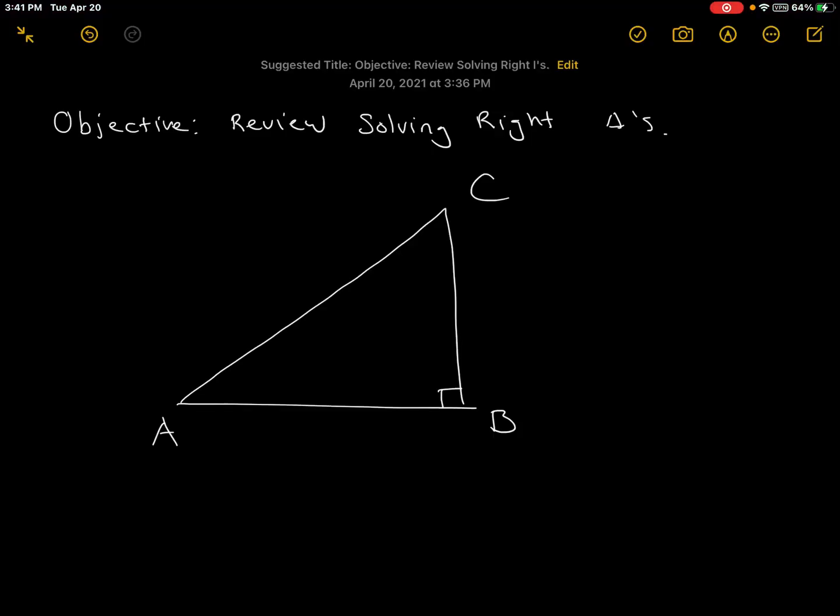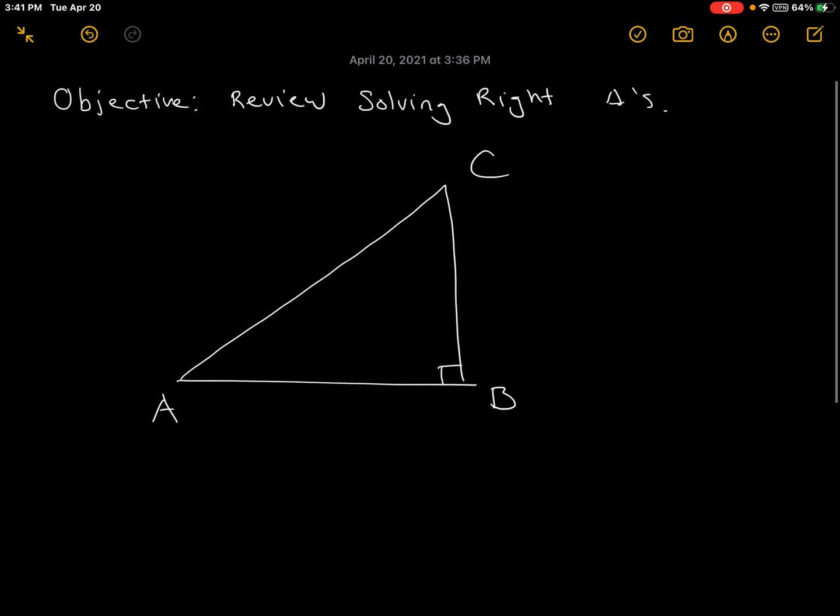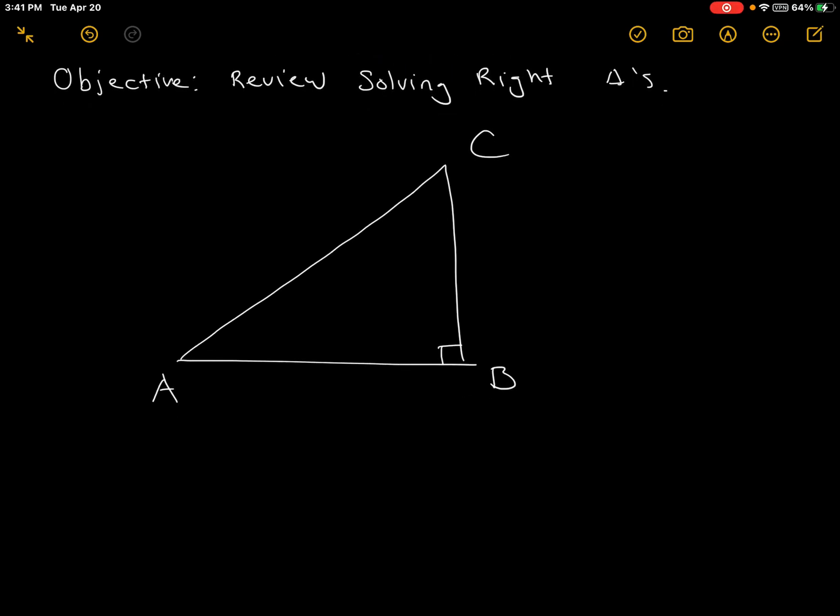All right, so let's go review solving right triangles. Here I have a picture of a right triangle. Angle B is my right angle, or my 90-degree angle. If I want to find the sine of angle A, typically we just write sin, S-I-N. Sine of angle A, and my angle is going to be in parentheses. Whatever's on the inside is called the argument.